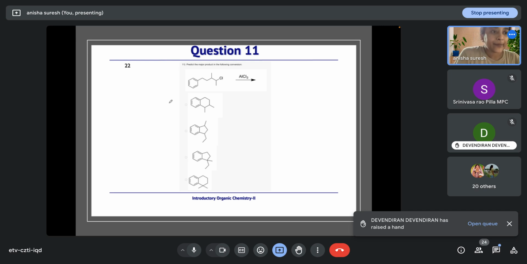Now coming to question number 11. Predict the product of the following reaction. This is also an example of Friedel-Crafts alkylation reaction, but the difference is it is an intramolecular Friedel-Crafts alkylation reaction. So what will be the product? Any guess?